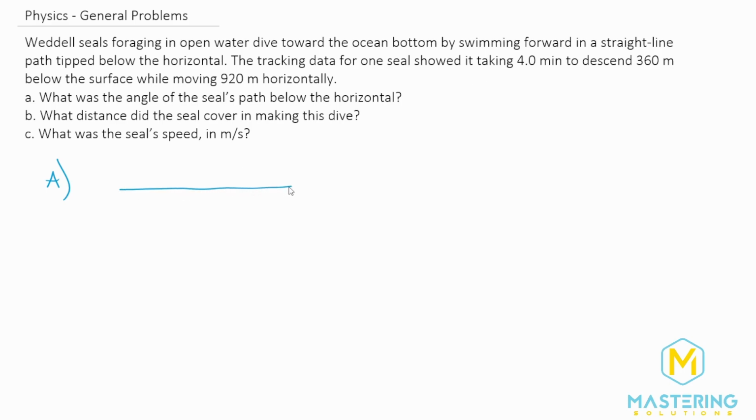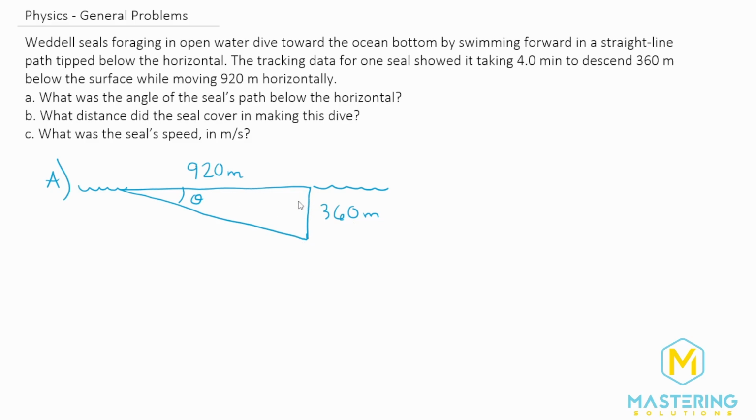So let's draw the 920. So we have 920 meters that it went horizontally. It descended 360 meters. And then they want us to figure out what is the angle here. We'll say this is the water surface right here, right? So what is this angle from the water surface down to its path?